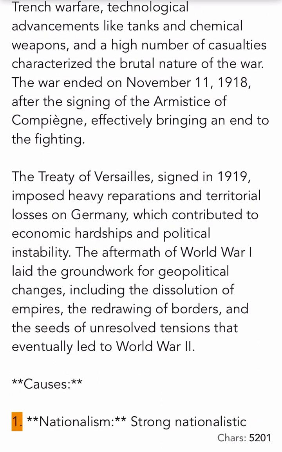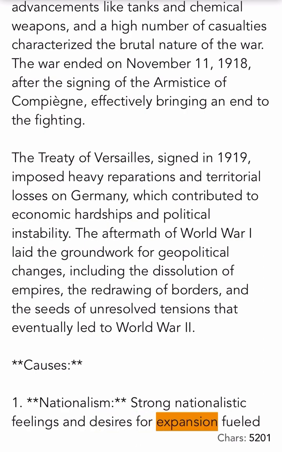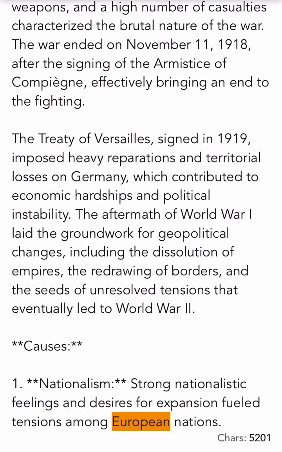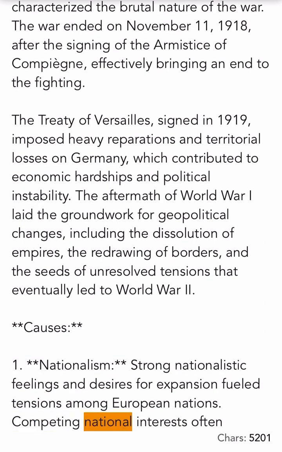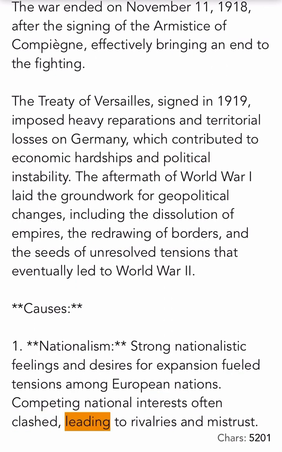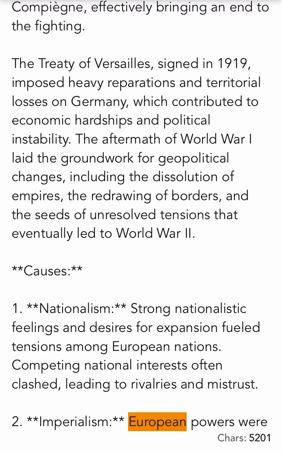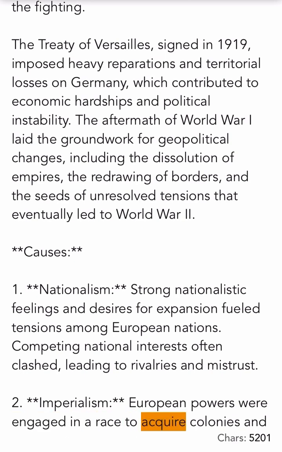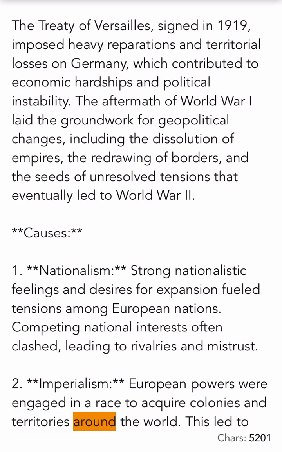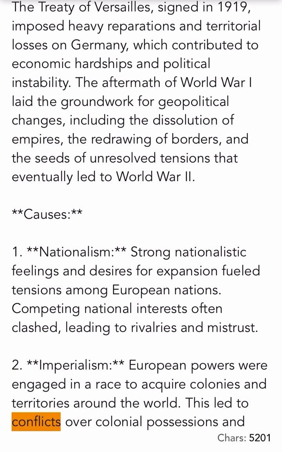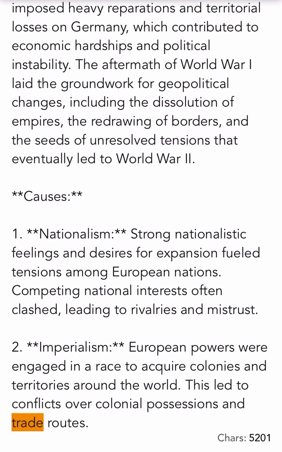Causes: 1. Nationalism. Strong nationalistic feelings and desires for expansion fueled tensions among European nations. Competing national interests often clashed, leading to rivalries and mistrust. 2. Imperialism. European powers were engaged in a race to acquire colonies and territories around the world. This led to conflicts over colonial possessions and trade routes.